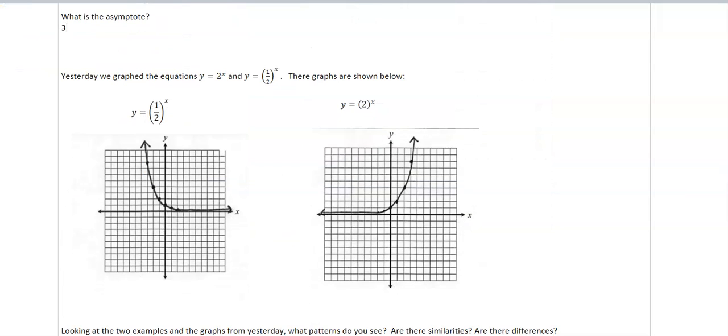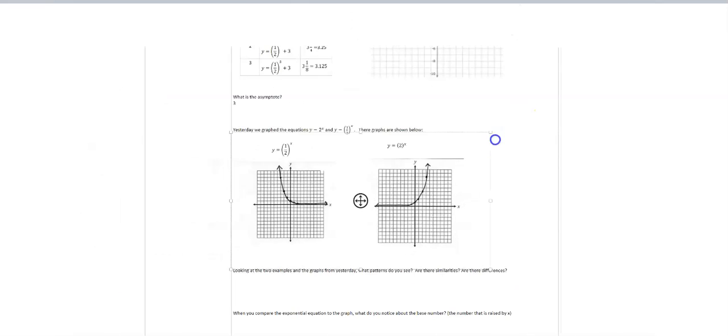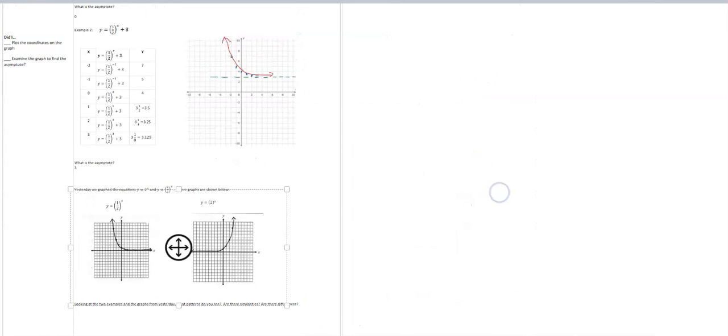Now, yesterday we graphed the equations y is equal to 2 to the x and y is equal to 1/2 to the x, and both of them are shown here. So if we look at these two examples from yesterday and the two examples we just graphed, let's look for patterns, any similarities or differences. Let me zoom out so we can see at least three of our graphs here.